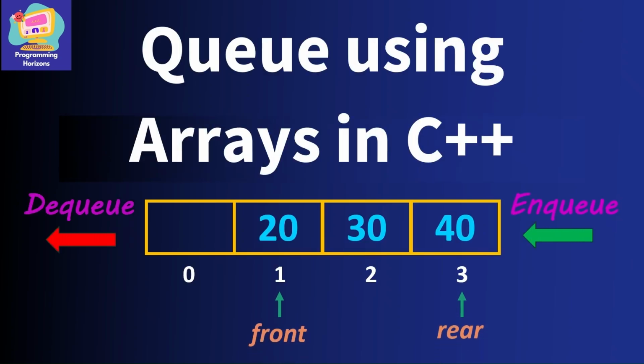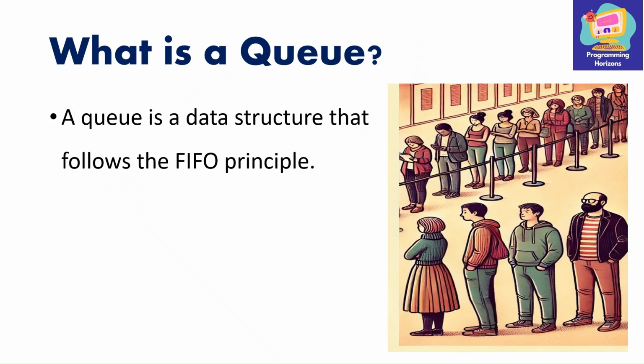In today's video, we will learn how to implement a queue using array in C++ with a simple menu-driven program. I will first explain the logic with simple diagrams and then we will dive into the actual code. So let's get started. But first, a quick recap of what is a queue.